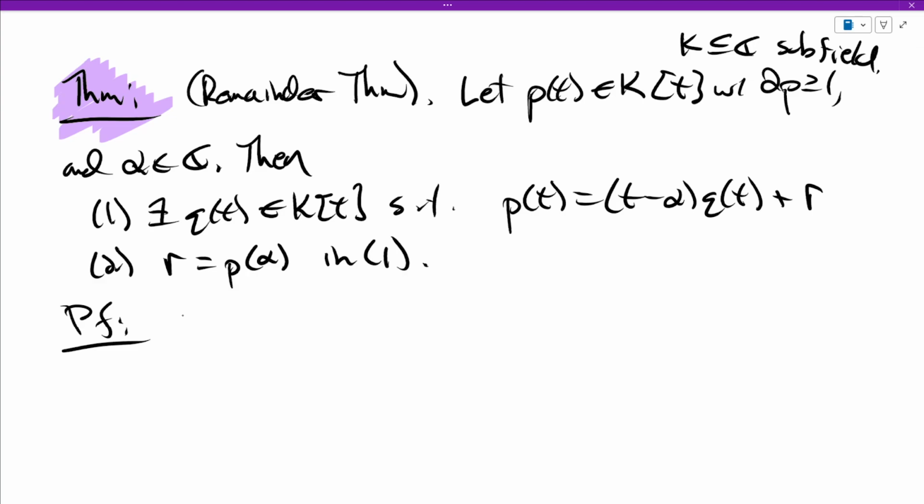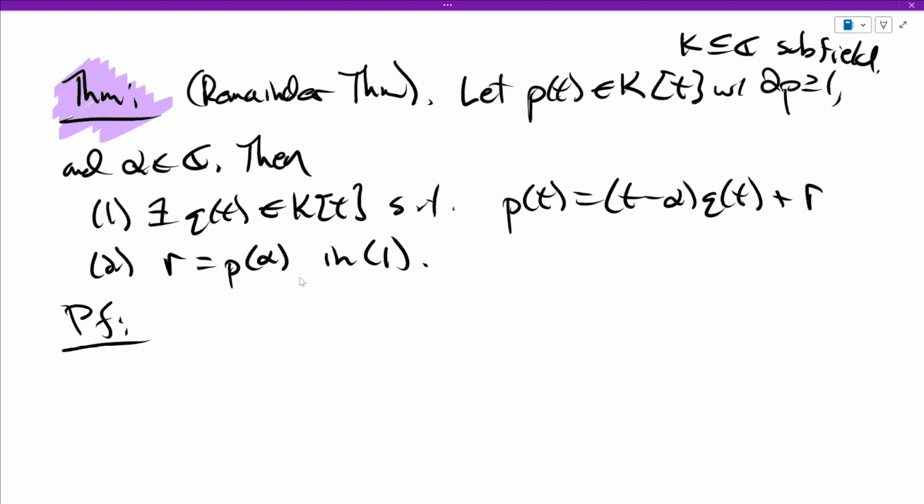Now what is this saying? It's not saying anything smart. The whole theorem is saying that when you divide P of t by t minus alpha, you get some quotient Q of t and some remainder R. And what is R? Well, R is what happens when you plug alpha into P. That's all it's saying. The proof of this is just the division algorithm.